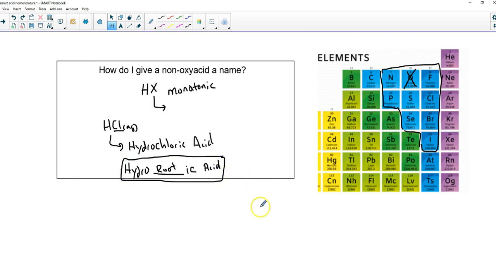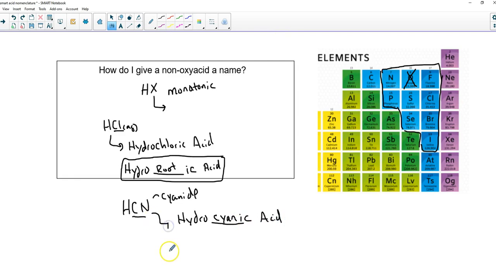Another example might be HCN, which we just mentioned earlier. This is one of the rare polyatomics, so this guy is cyanide. What I do is I go hydro. My root is cyan, and I'm going to use ic: hydrocyanic acid. And that's the name of this guy.